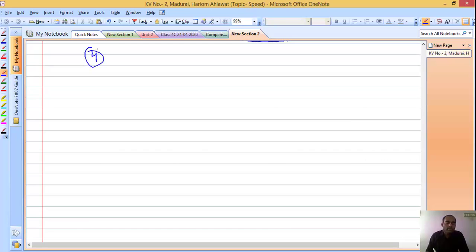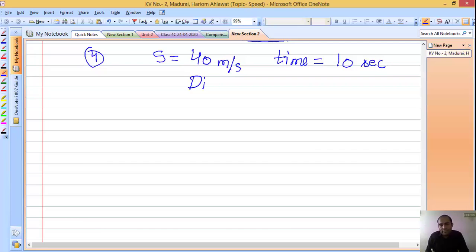Example number 4. This time he is giving you speed equals to, let's suppose, 40 meter per second. Okay, and time equals to 10 seconds. Okay, the speed 40 meter per second, time 10 seconds. Okay, what is he asking? Tell me the distance.